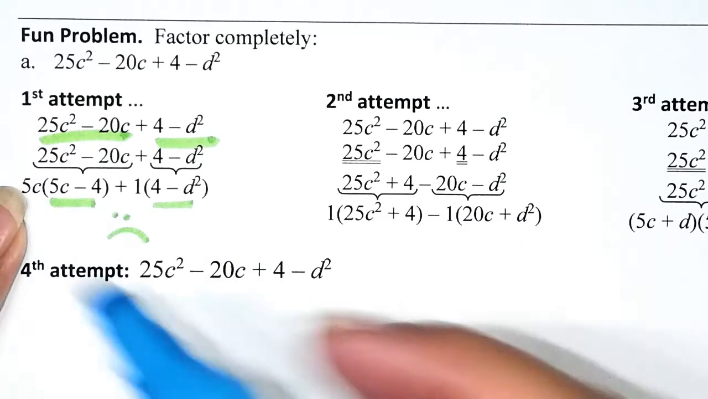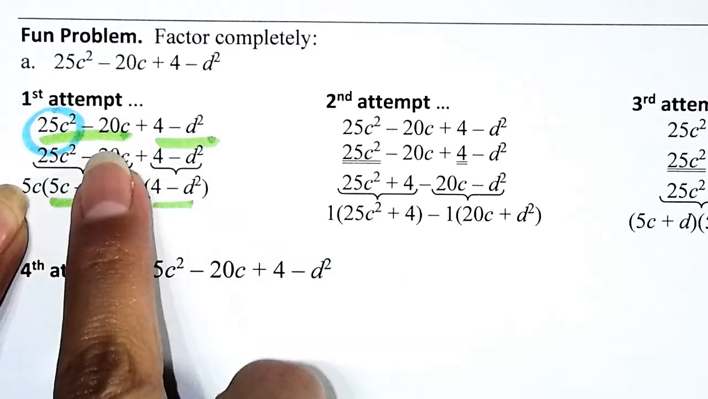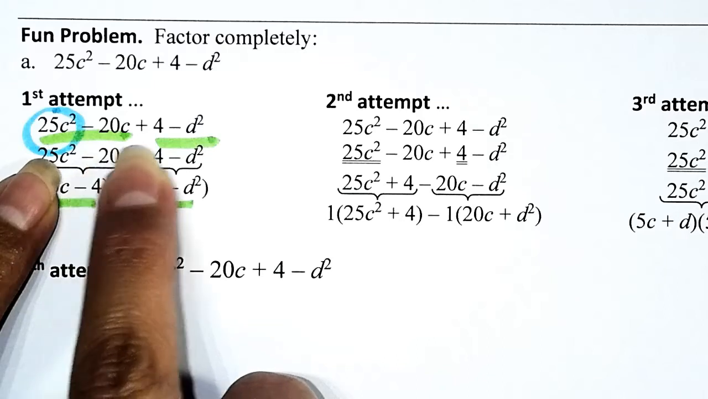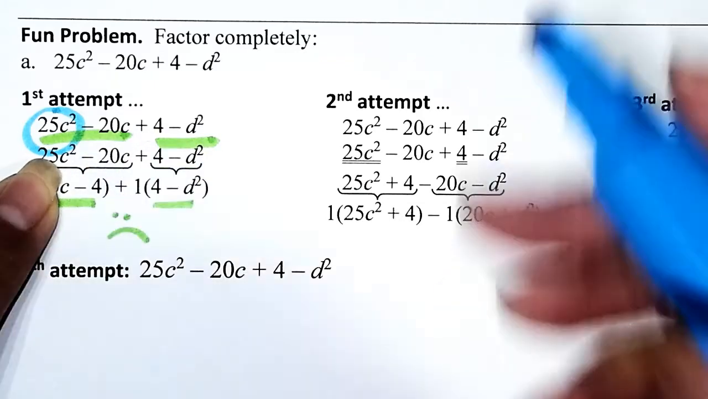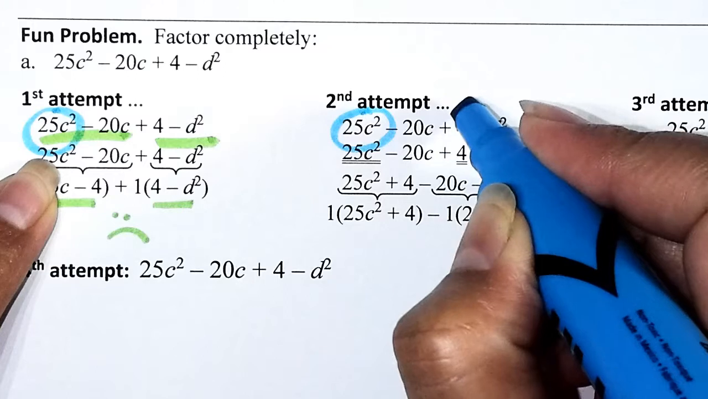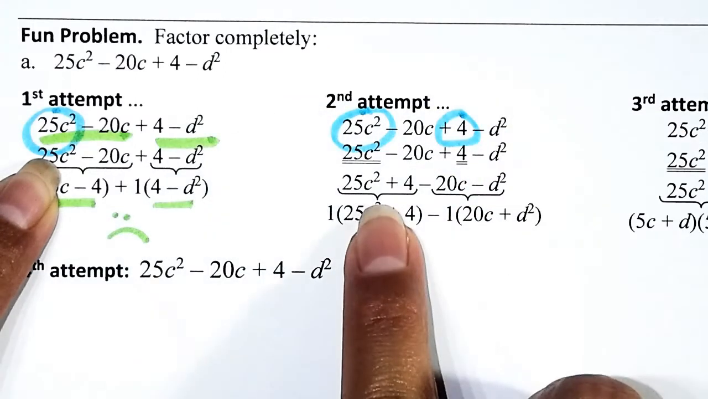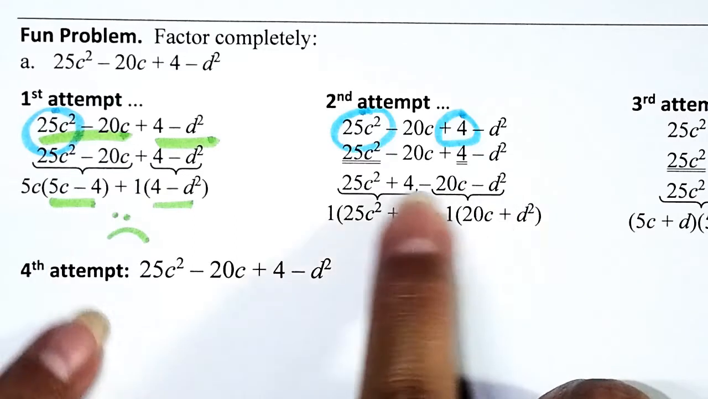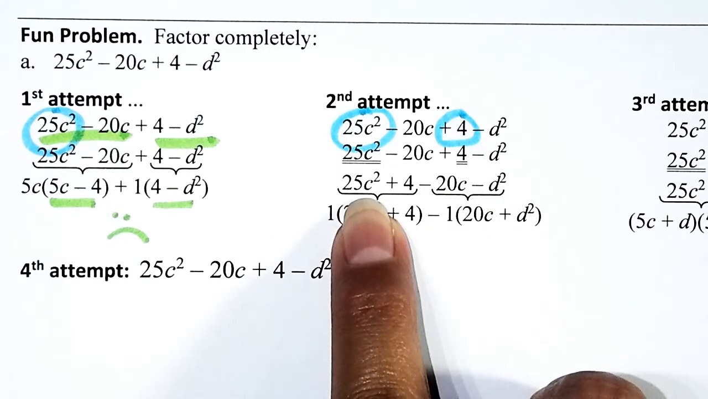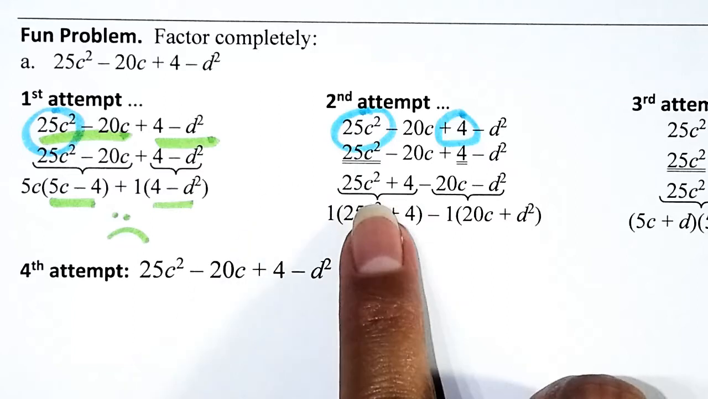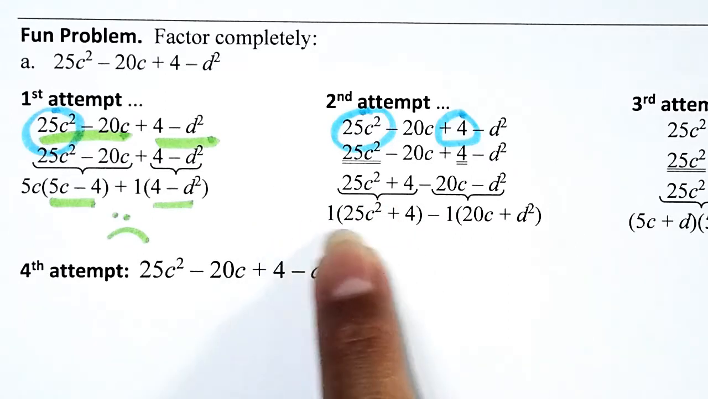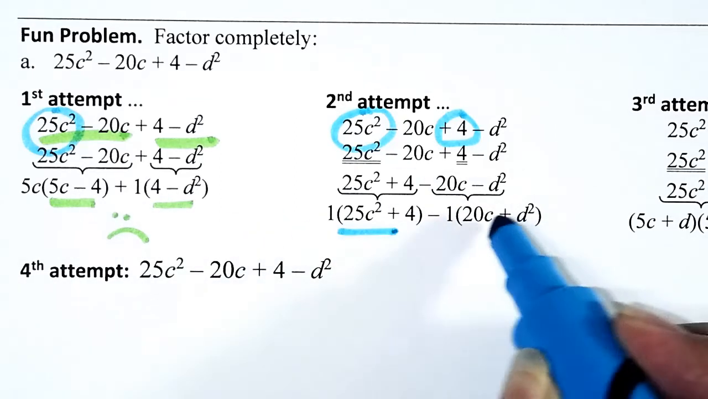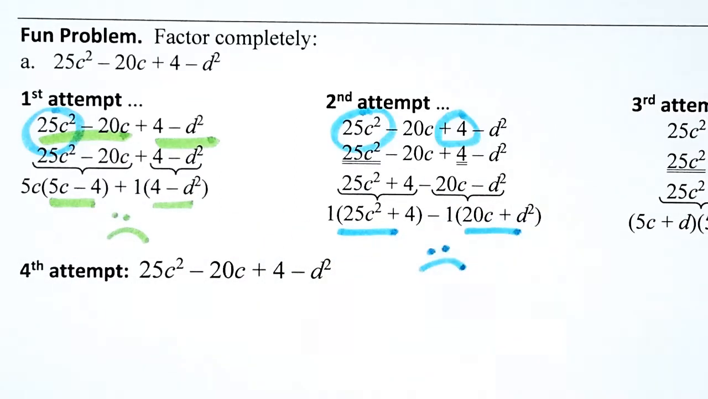If grouping the 25c squared with its neighbor didn't work, why don't we group it with another term thereafter? Why don't we group it with the number 4? So we're going to group the 25c squared with that other term, and then that will leave us with negative 20c and negative d squared. So we grouped, but we still have teams of 2. We look at the first team, GCF is 1. We look at the second team, GCF is 1. And unfortunately, the binomial factors still do not match.